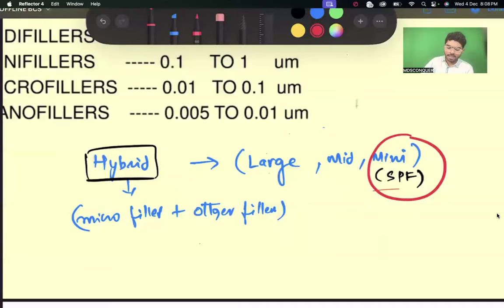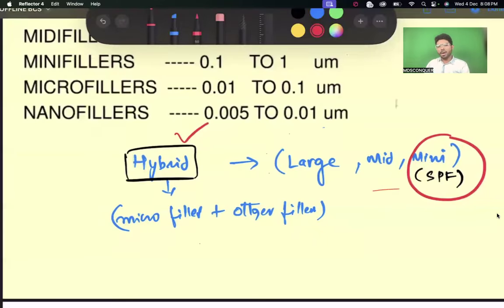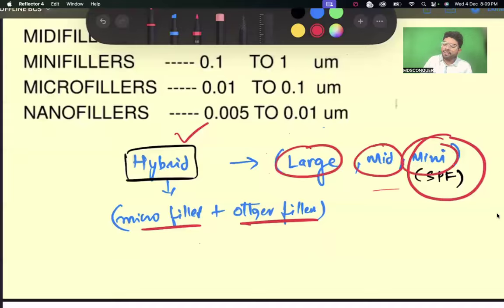Normally, hybrid composites. What are these hybrid composites? What is the basic meaning of hybrid? The basic meaning of hybrid is a mix of two or more. So whenever hybrid is there, it is going to have microfilled with other filler sizes, like multiple filler sizes. One of the filler sizes is going to be microfilled. The other filler size can be large filled, mid filled, or mini filled.